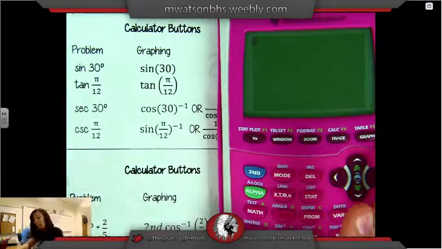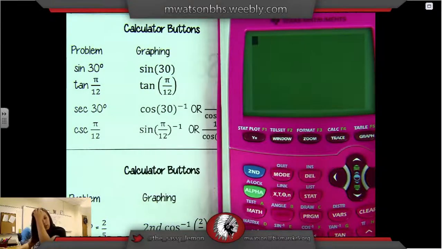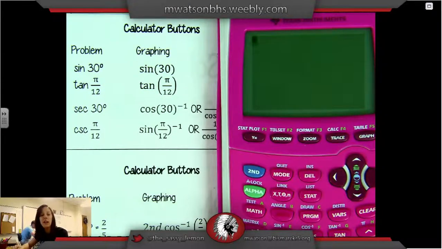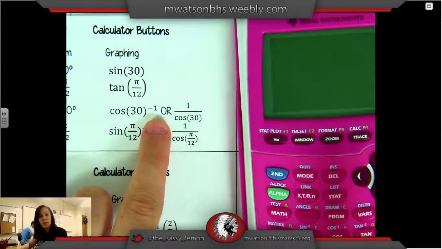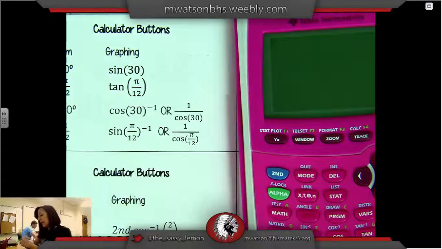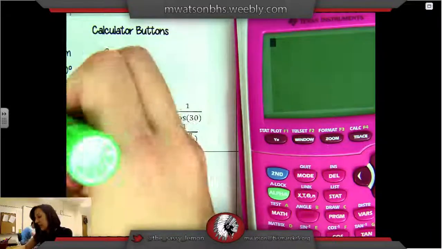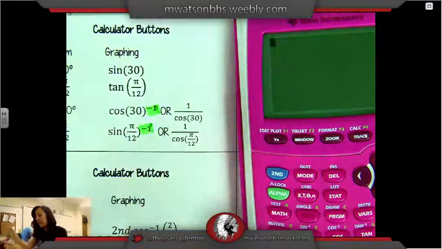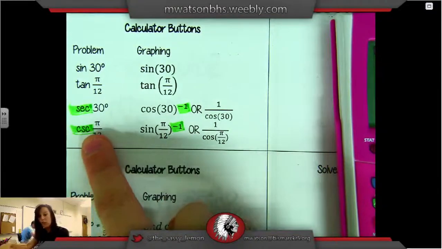Then, if you have secant or cosecant or cotangent, one of those reciprocals that you want to approximate in your calculator, well then you're going to be using this inverse key. That's the easiest way to do it. I'm going to highlight those inverse keys. Reciprocal keys. I cannot believe I just called them that. Reciprocal keys, because you use it to find the reciprocal.